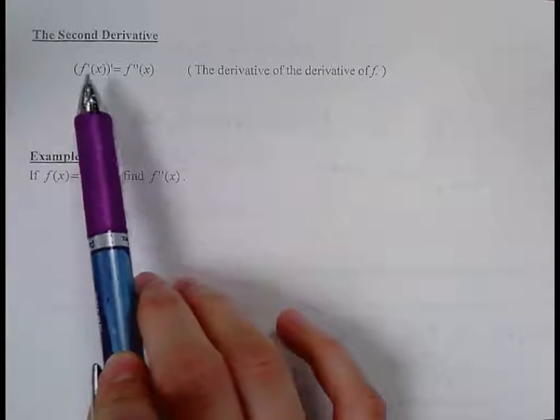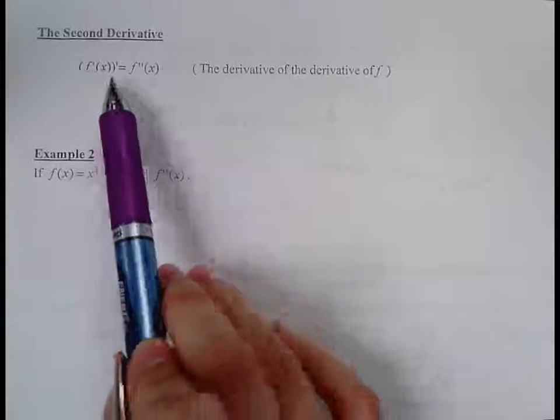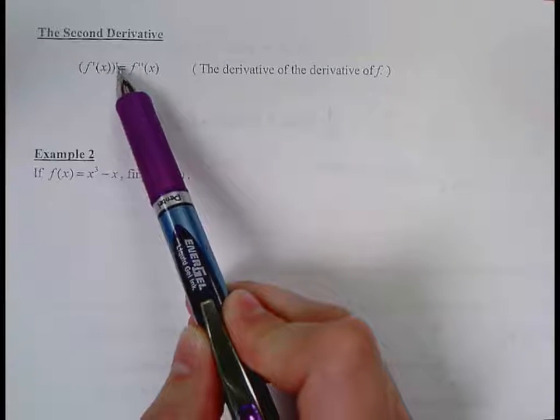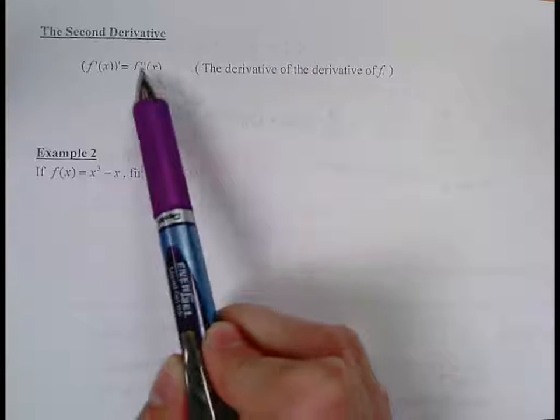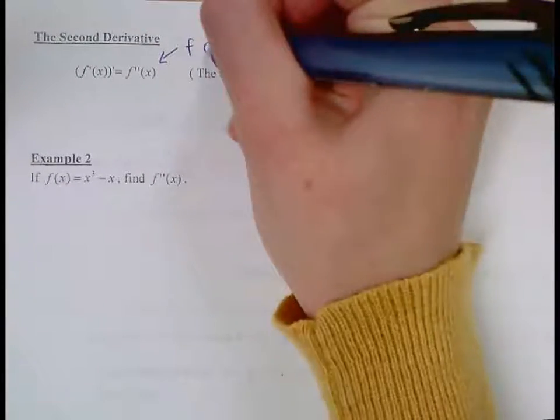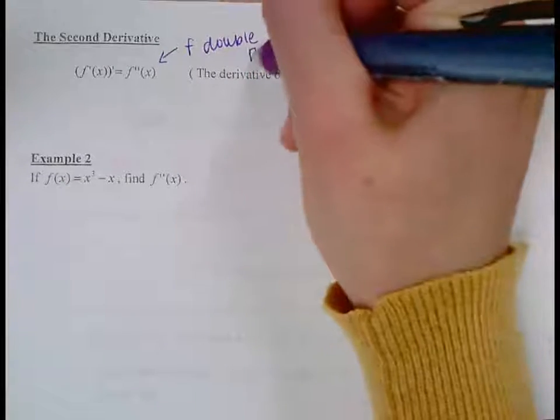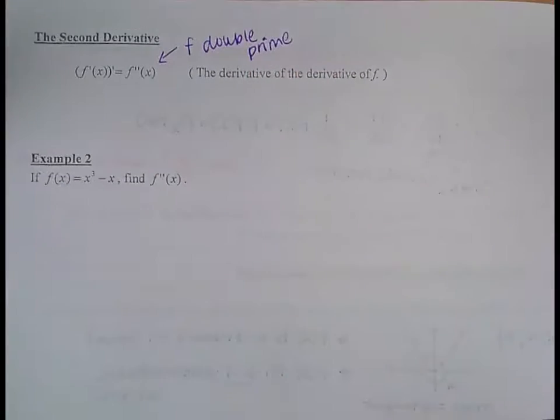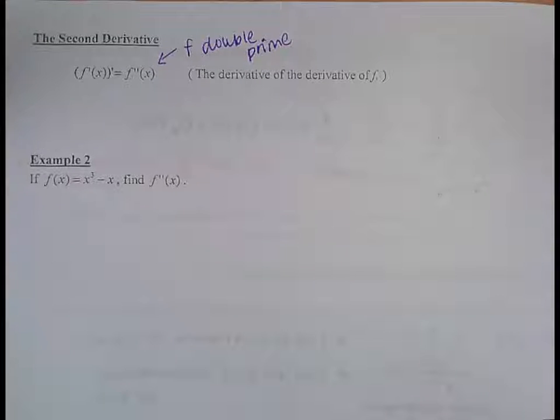So f prime of x, the derivative you've been finding, is the first derivative. Then if you find the derivative of the derivative, that would be f prime of x, prime, or it can be written this way: f, and it looks like 2 little apostrophes there, x. This is read as f double prime, and that means the second derivative, the derivative of f prime of x.